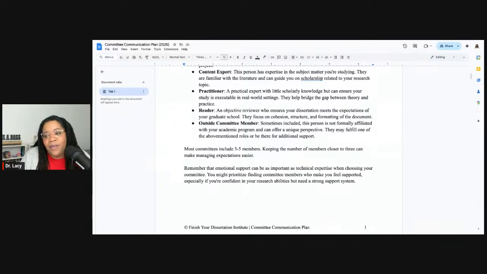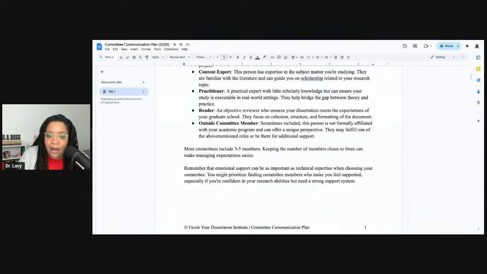And then some of you may choose to go get an outside committee member. This could be someone from a different program, a different college, a different institution. Maybe they are not even in higher ed whatsoever. Maybe they are a community member. Maybe it's a family member. I've seen so many combinations of who can be an outside committee member.